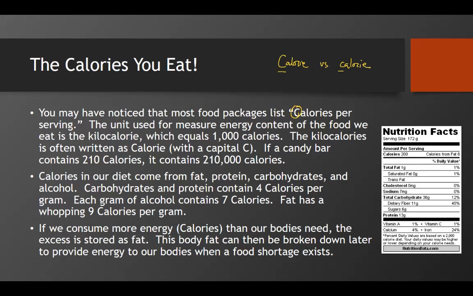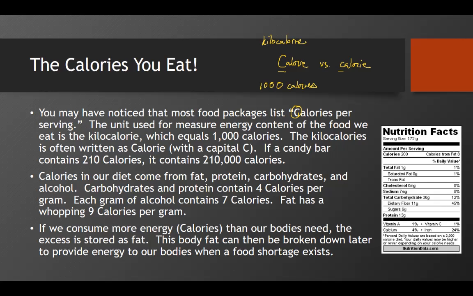Okay. The kilocalorie is what we mean when we say calorie with a capital C. So this is actually a kilocalorie. And if you remember our prefixes, kilo means 1,000. So a calorie with a capital C means 1,000 calories. So if you buy a candy bar at the grocery store and it says it contains 210 calories, what it really contains is 210,000 calories because calorie with a capital C is used to represent a kilocalorie.